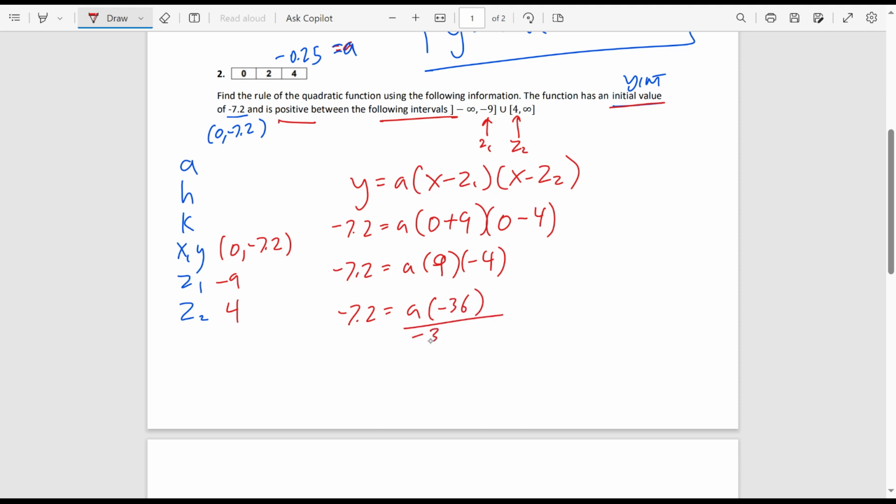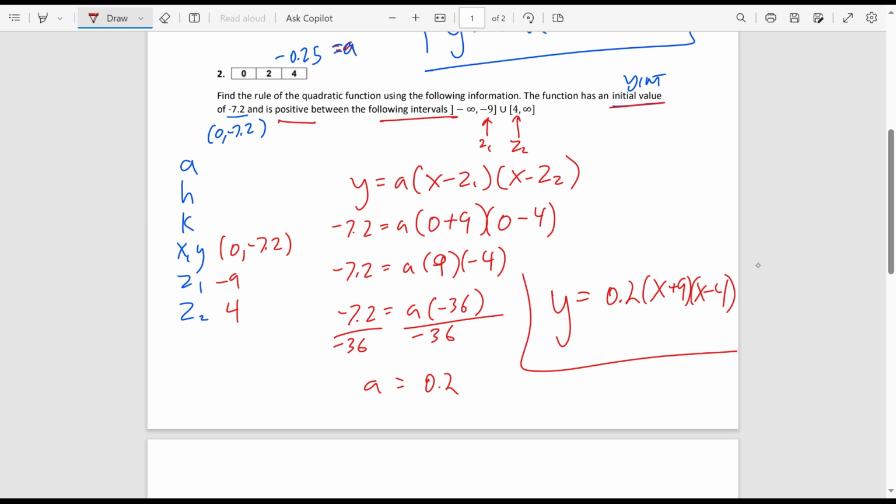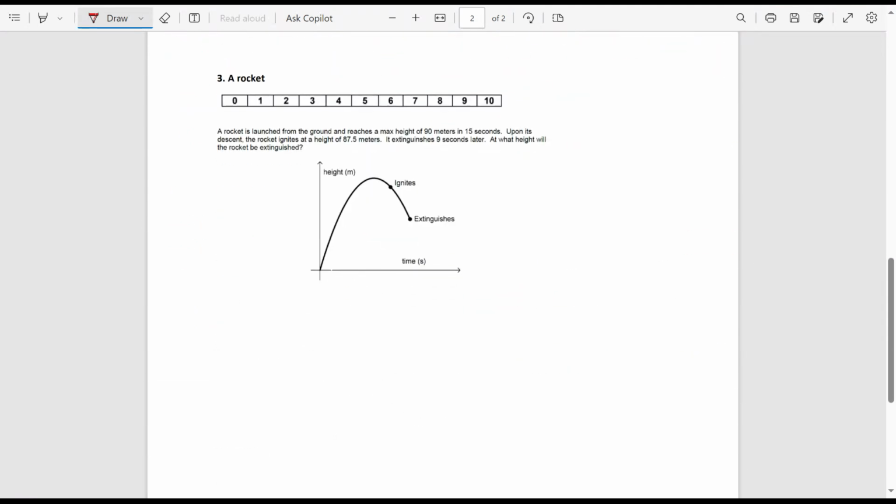And then now I'll just divide both sides by -36. And I'll get 0.2, sorry, 0.2. So what is my final answer? It's going to be 0.2 x plus 9 x minus 4. That's the final answer. Now, last but not least, the long answer guy here.